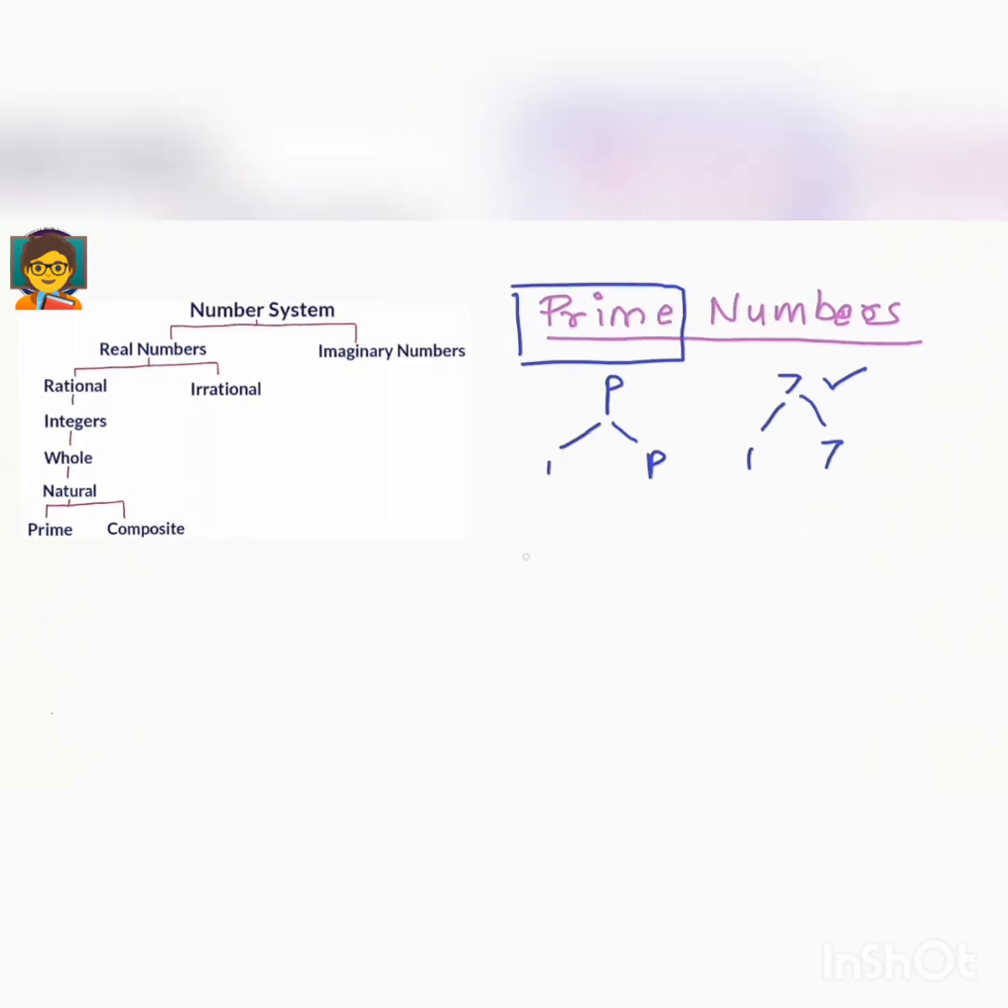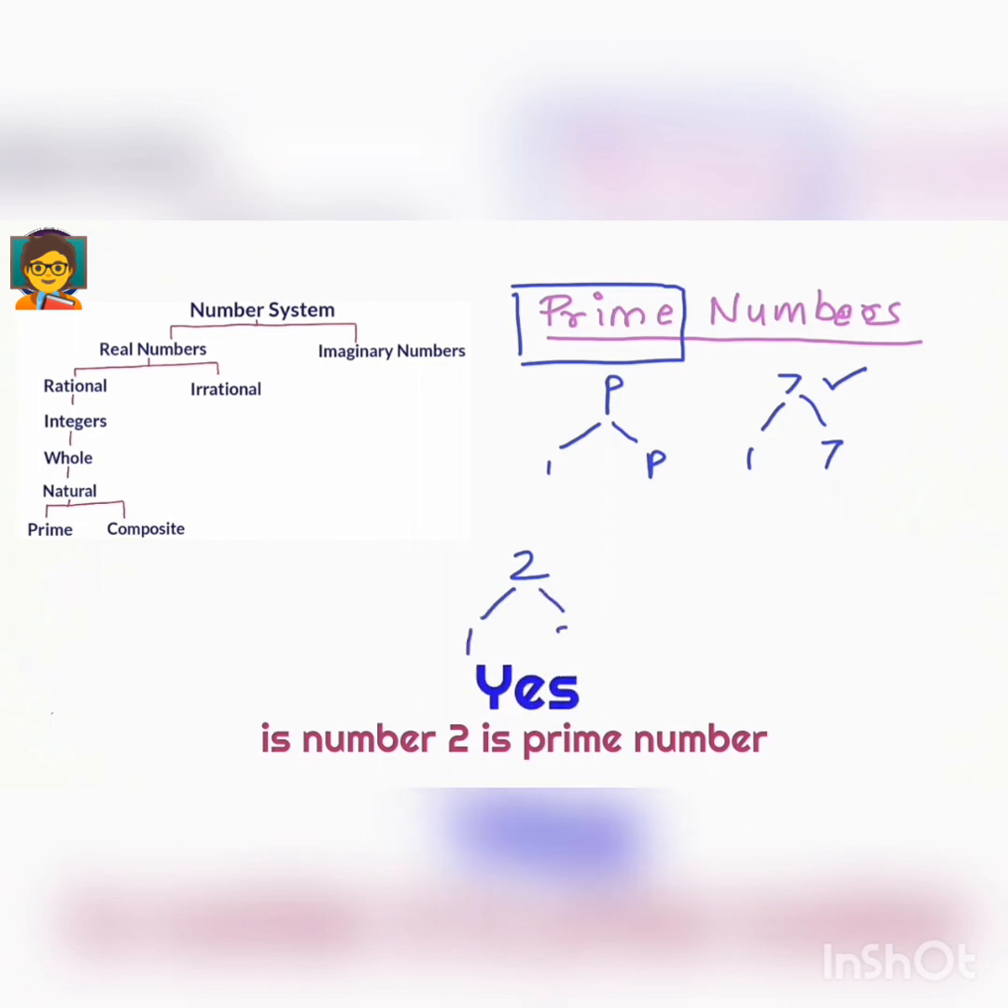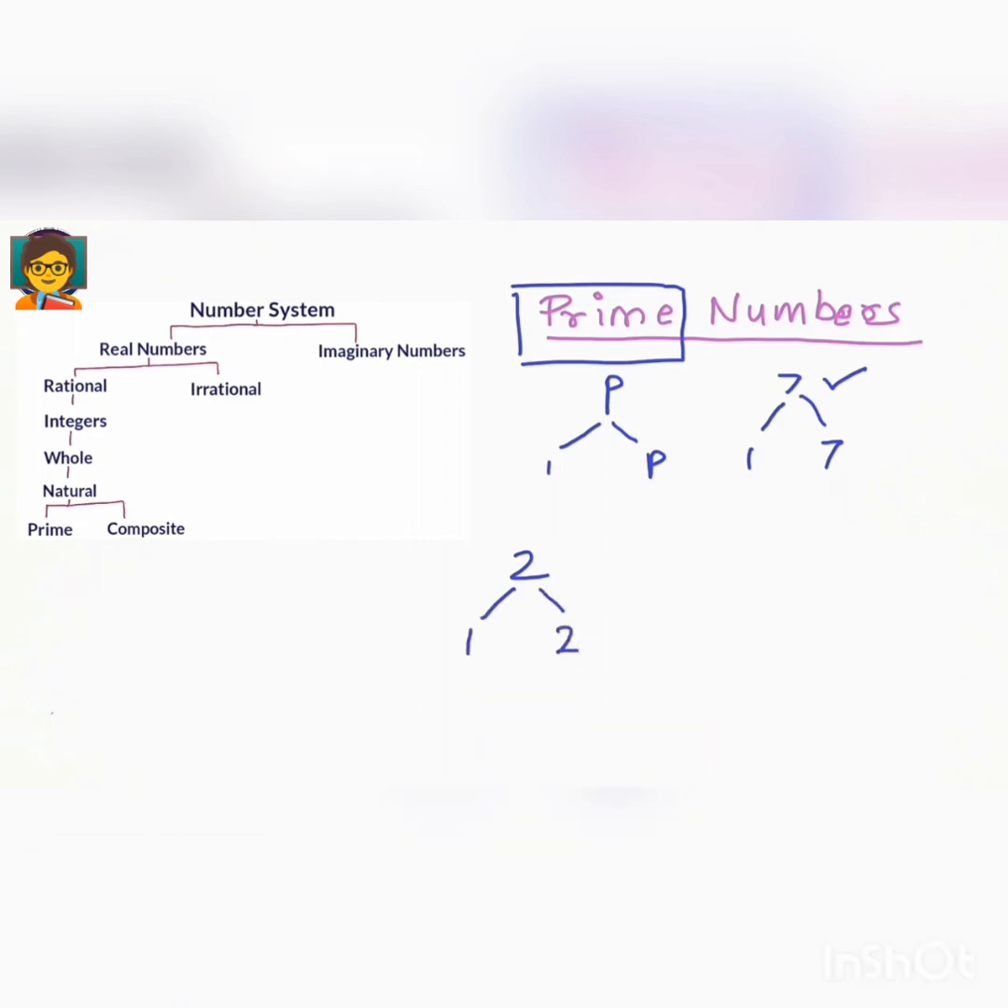Now the question is, is number 2 a prime number? The answer to this question is yes. Number 2 is a prime number because it is divisible by 1 as well as number 2, that is itself. That's the reason number 2 is prime. In fact, number 2 is the only number which is prime as well as even.